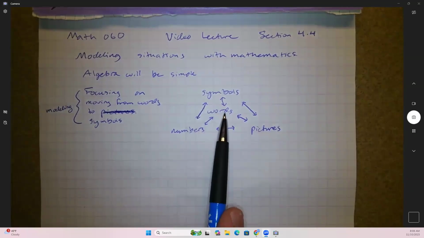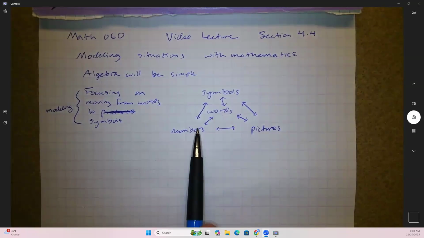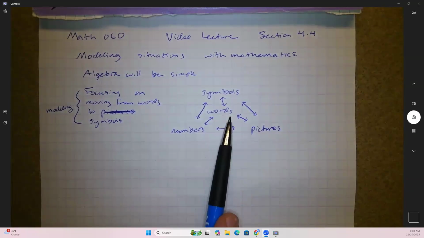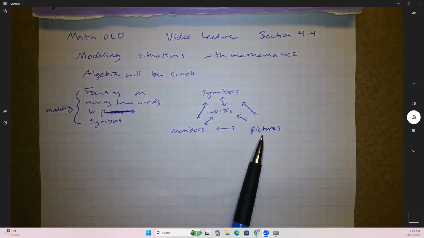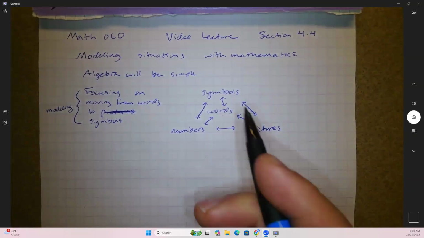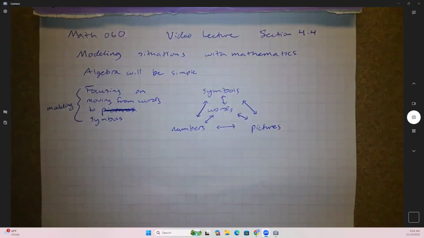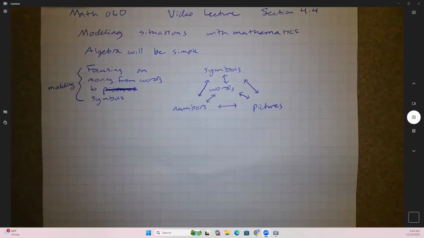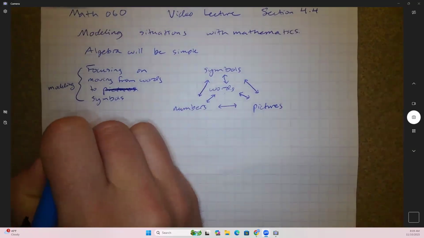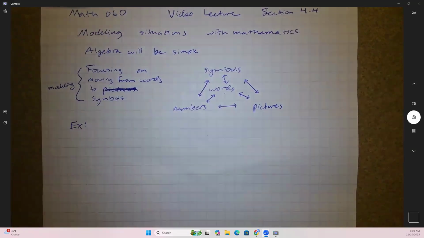It doesn't mean we have to go straight from words to symbols. Sometimes taking our words and figuring out some numbers that fit them helps. Or drawing a picture of the situation can also help. But ultimately, when we're modeling, we usually want to end up with symbols. So let me just give you an example. This is going to be a tough lecture for me because since it's words, it's going to involve a lot of writing and my hand might start cramping, but that's okay.